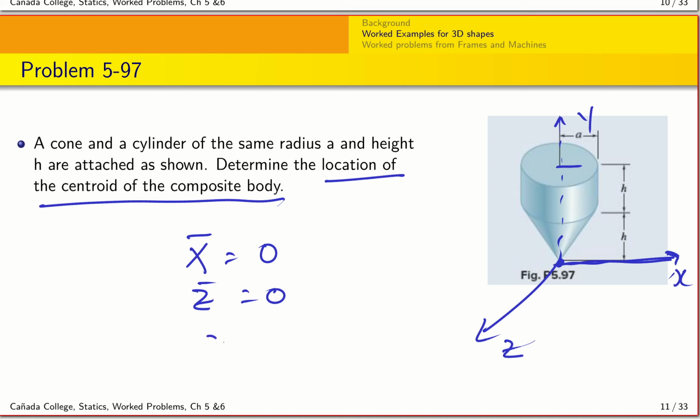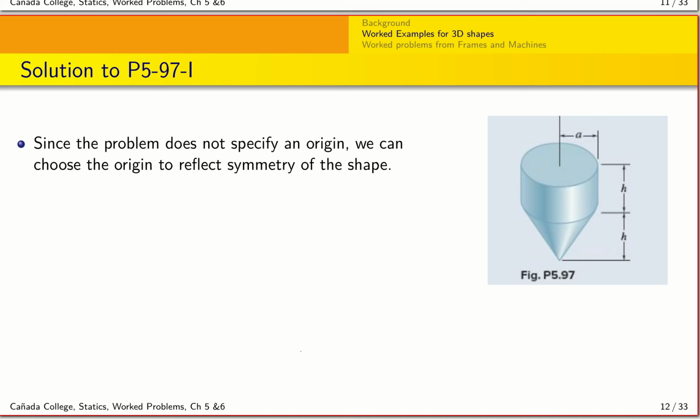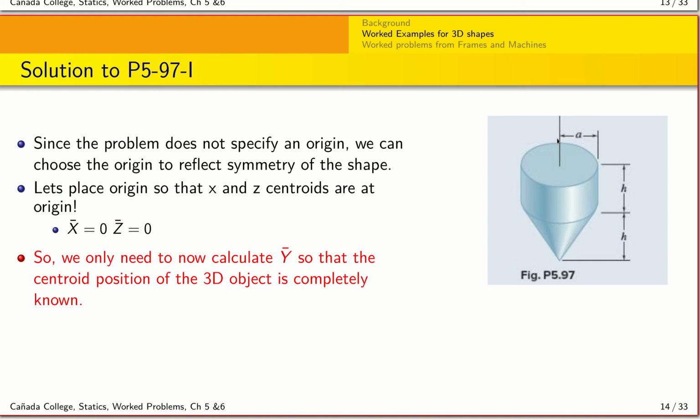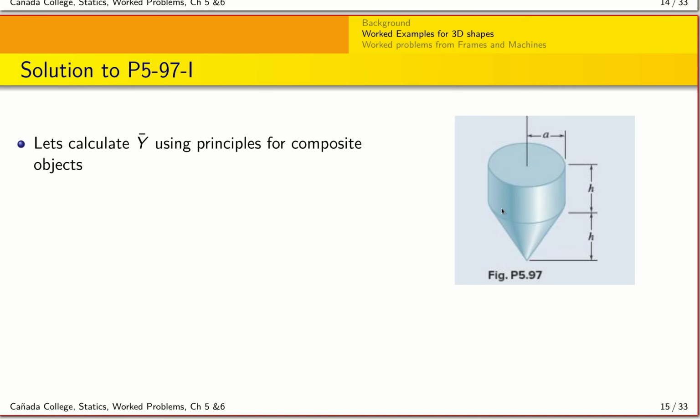So what we're left with is we basically want to calculate the y centroid value. So let's go about doing that. Let's see how we can calculate the y bar so that we have all three coordinates for the centroid. Now we recognize that this is a composite object. We have two different basic shapes here. This is a cylinder, right? And below that is the cone. So this is the cone here.